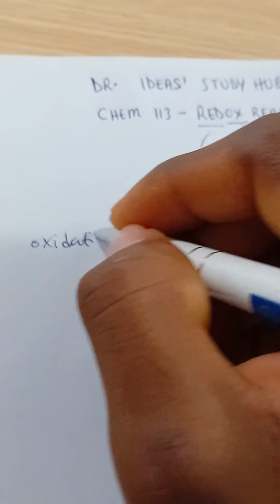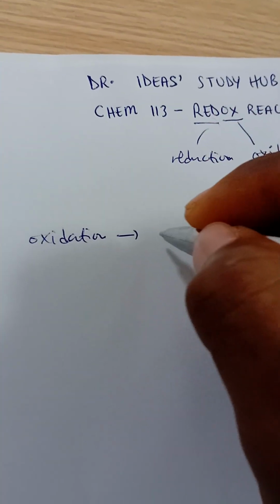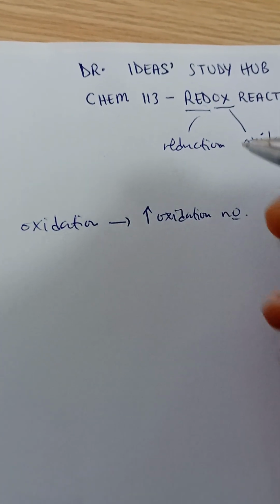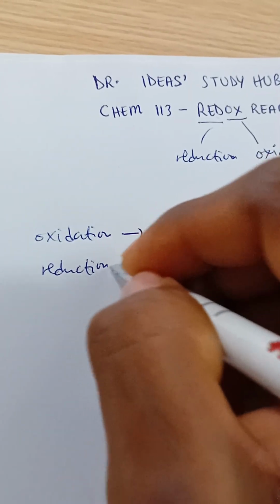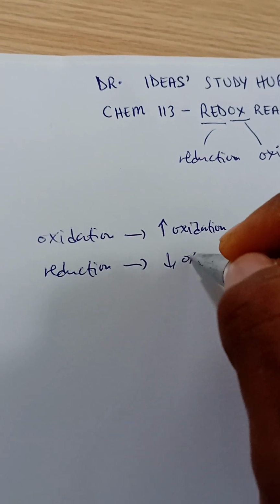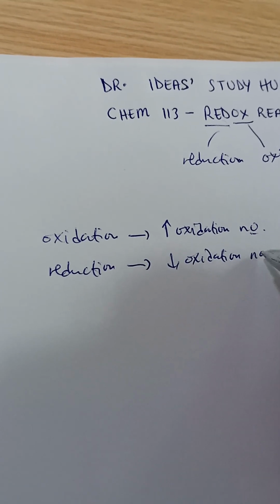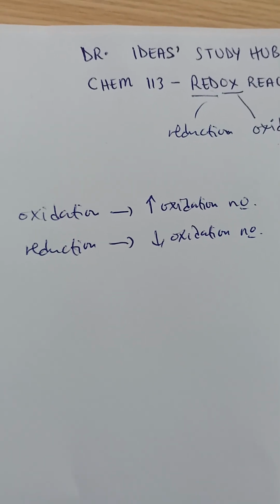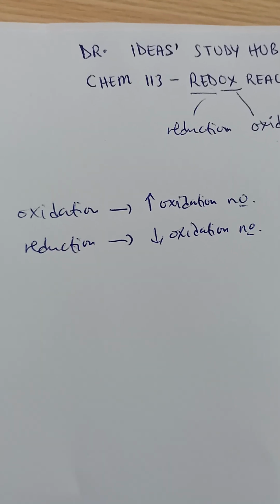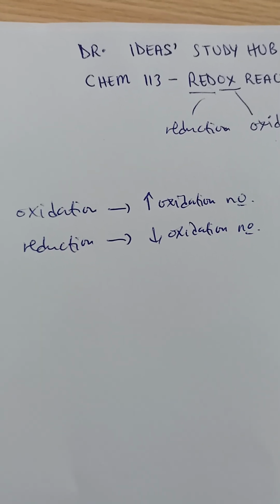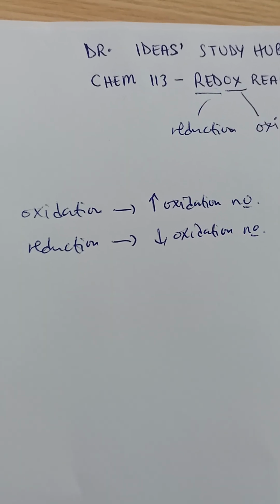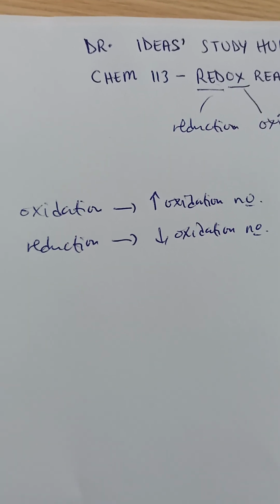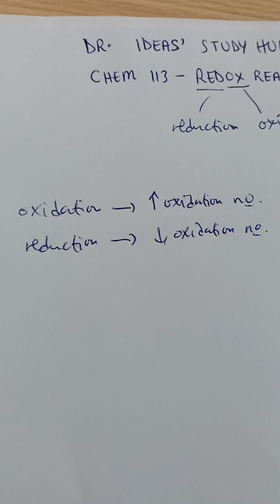Oxidation is simply the increase in oxidation number, and then reduction is the opposite, a decrease in oxidation number. Oxidation can also be defined as adding oxygen chemically to a compound, and reduction can be defined as removing oxygen chemically from a compound. Oxidation can also be defined as the removal of hydrogen or the loss of electrons, and reduction will be the addition of hydrogen or gain of electrons.